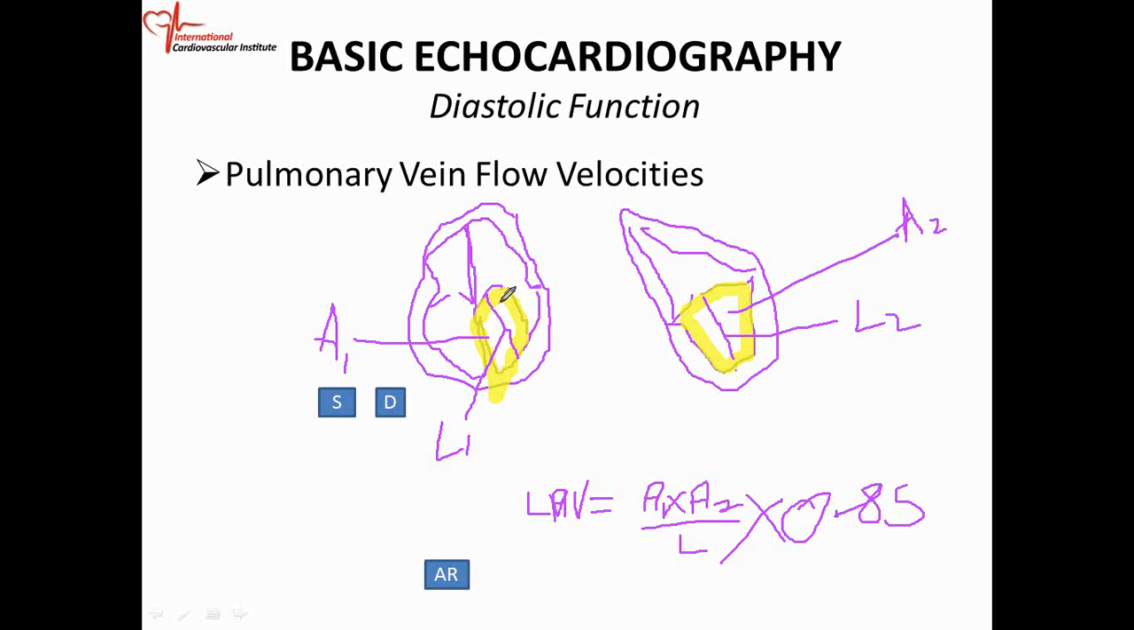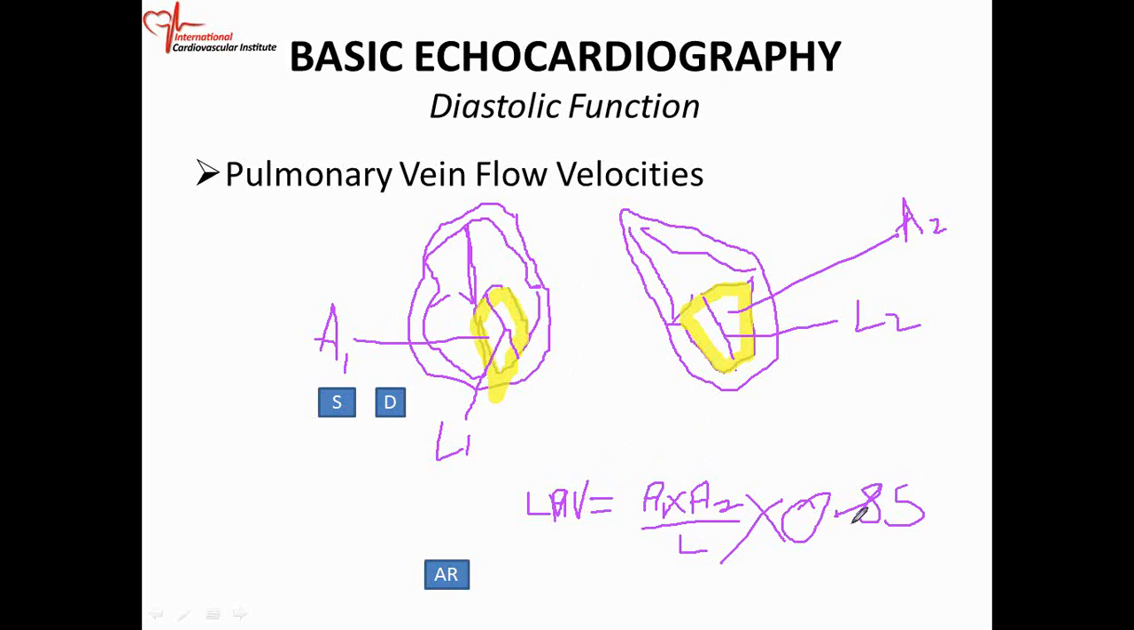So once you do your tracing and you plug in the values, the computer will do this part for you. But what the computer is doing is taking the area in the 4, multiply times the area in the 2, and dividing by the shortest length, and multiply that by 0.85. The cutoff value that you need to memorize is 34, and it's an index.